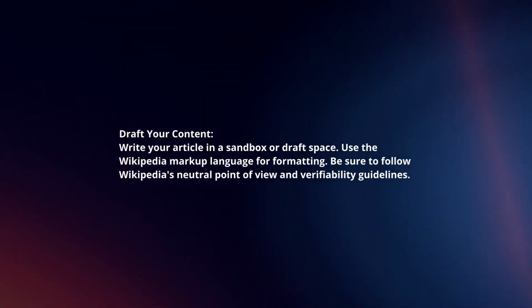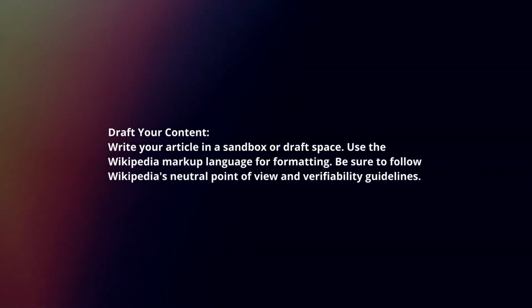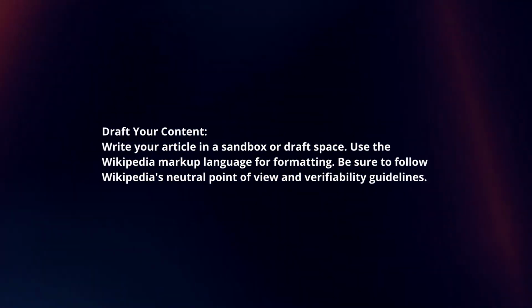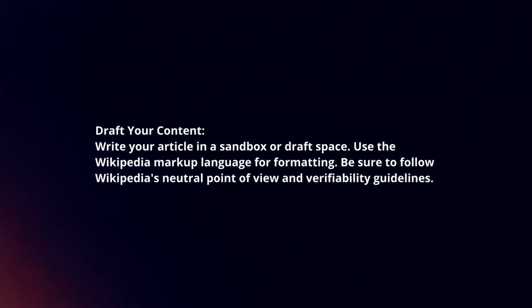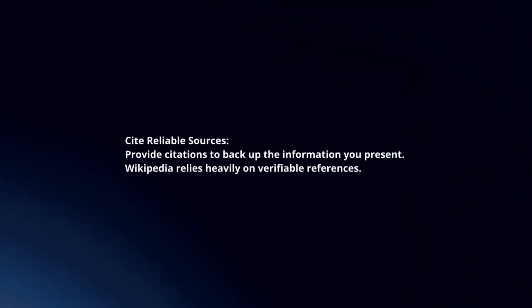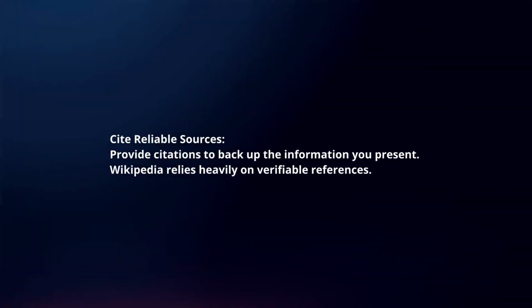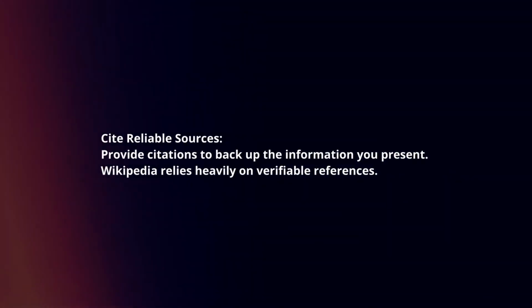Draft your content. Write your article in a sandbox or draft space. Use the Wikipedia markup language for formatting. Be sure to follow Wikipedia's neutral point of view and verifiability guidelines. Cite reliable sources. Provide citations to back up the information you present. Wikipedia relies heavily on verifiable references.